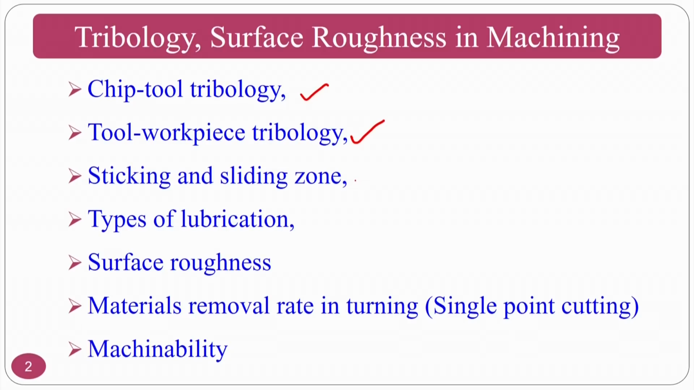Now we will move to another one, called lubrication and surface roughness in machining processes. In tribology and surface roughness in machining, we have already seen chip-tool tribology in the previous class, and the tool-workpiece tribology and sticking and sliding zones. Now we are going to see the types of lubrication, why lubrication is required in the machining process, and why lubrication is most important from the point of view of tribology. All that we will see here, followed by surface roughness. In this class we deal with these two things.